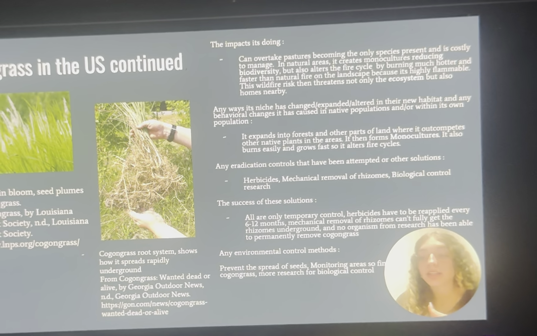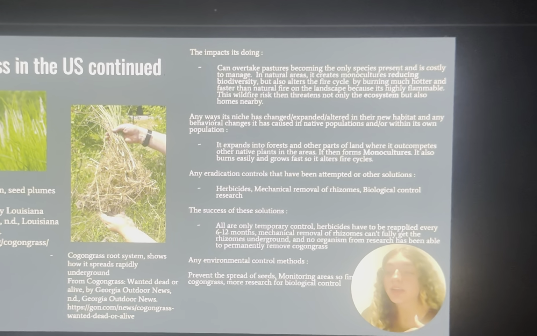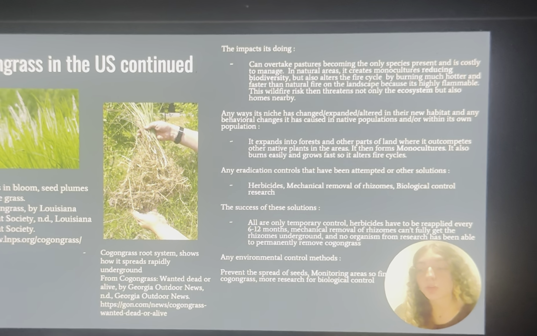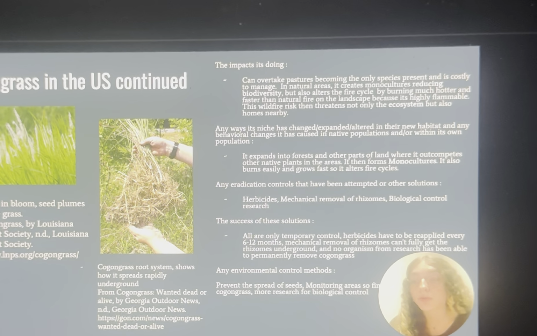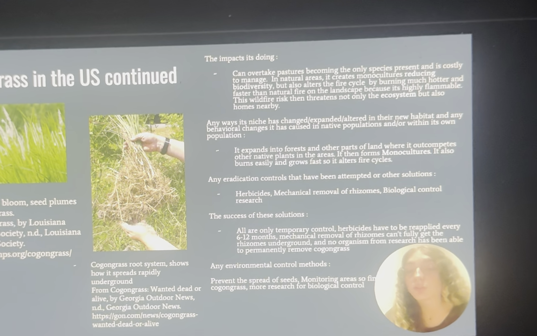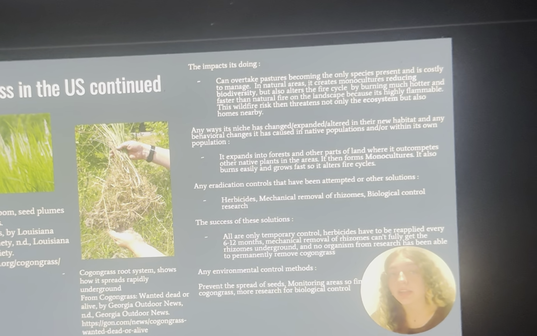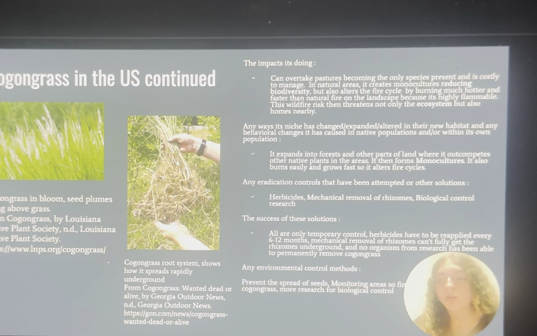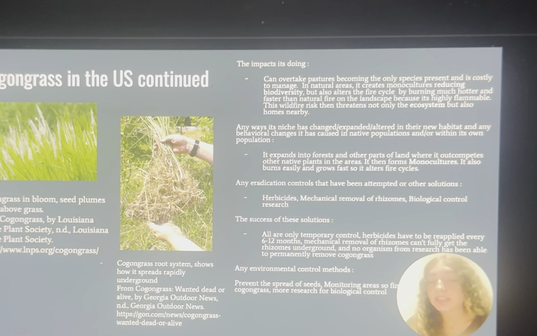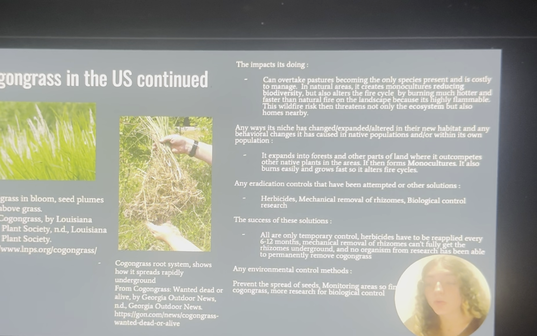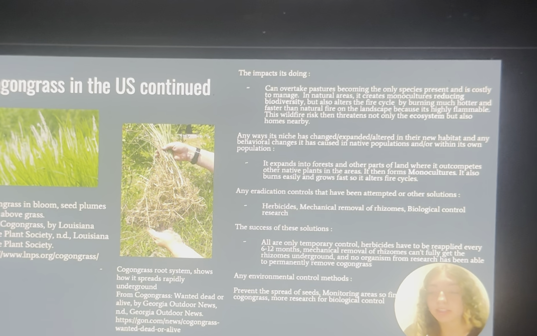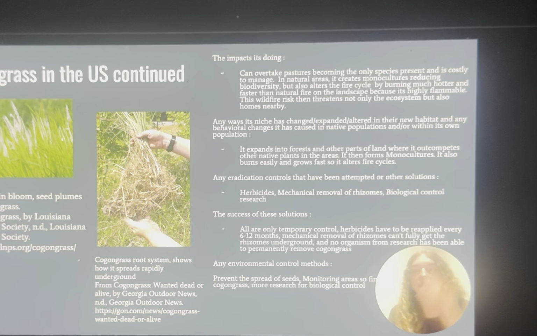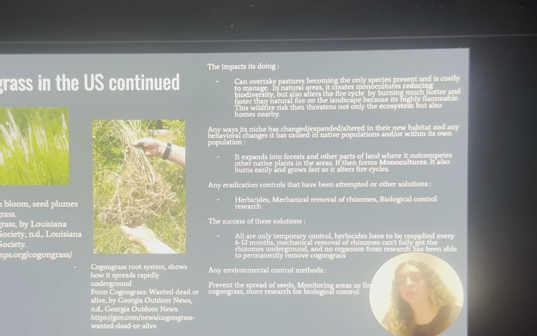So have any eradication controls been attempted, or other solutions? There's herbicides, mechanical removal of rhizomes, and biological control research. And the success of these solutions is only temporary because they have to be reapplied or they can't fully get to the rhizomes underground. And research is still ongoing, but it's not entirely successful.